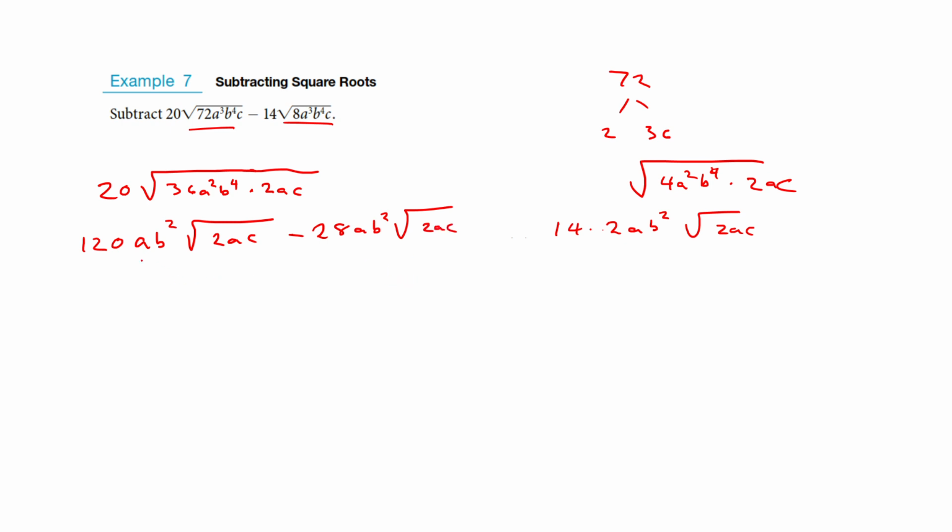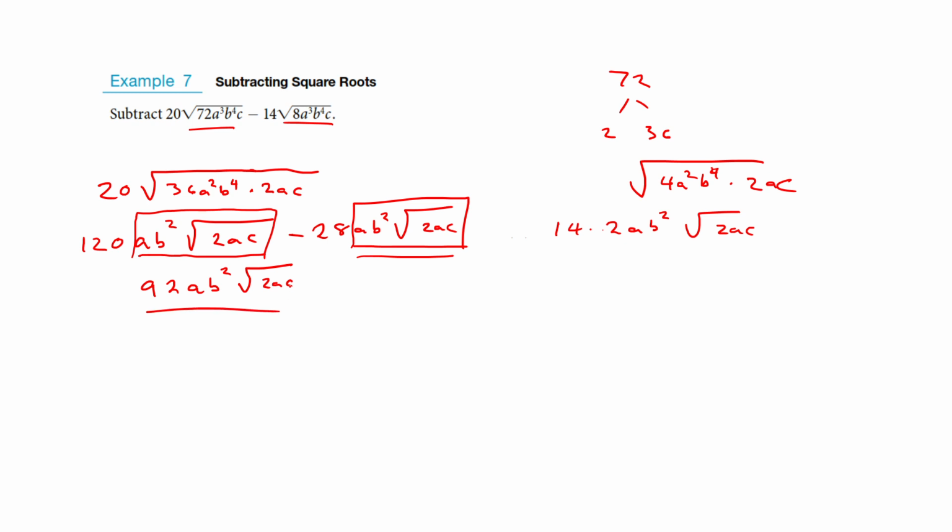Now, what's interesting here, all of this is the name. Every single part of that. So they have to match identically. This is like the word, the entire name of a team. That entire name has to be an identical match or we can't combine them. And although it's extremely complicated, all of this is exactly the same. So I can put them together. So if I did that right, we'd have 92ab to the second square root of 2ac. That's pretty hard.